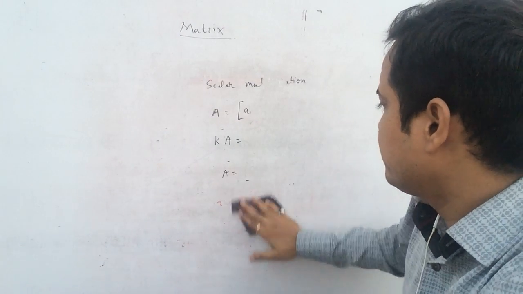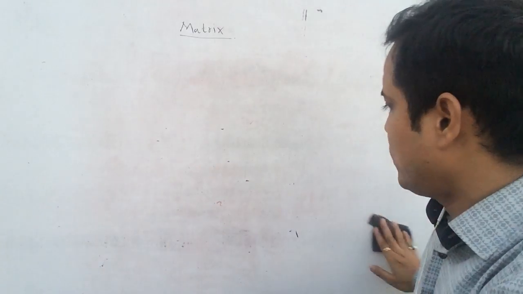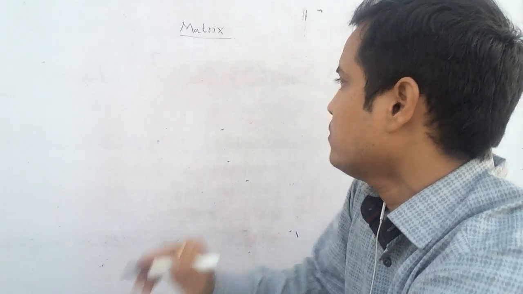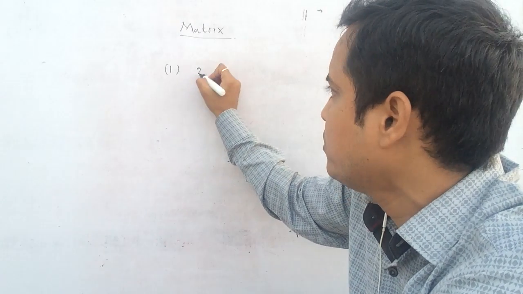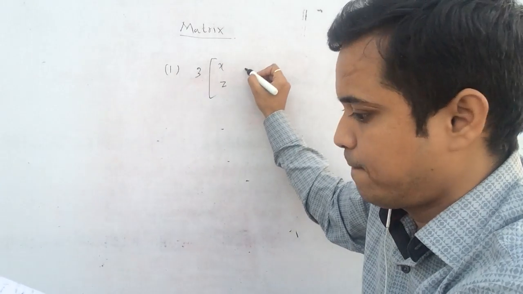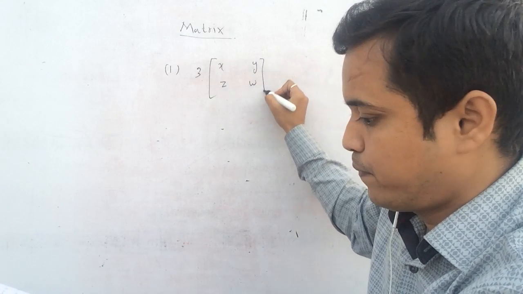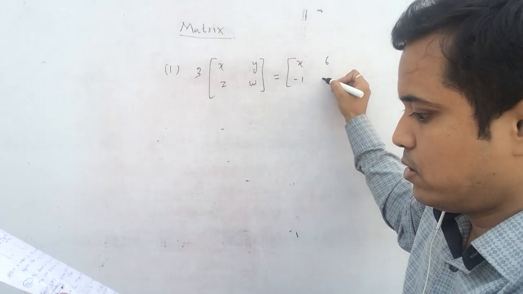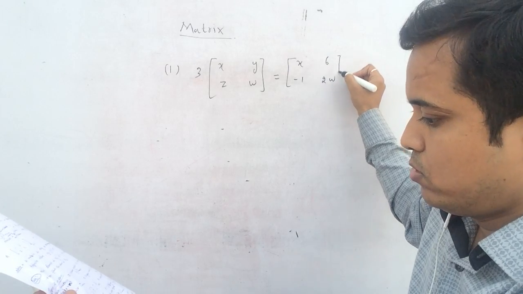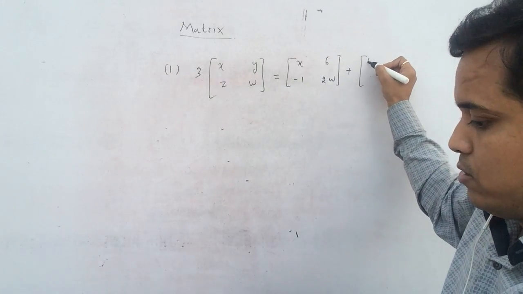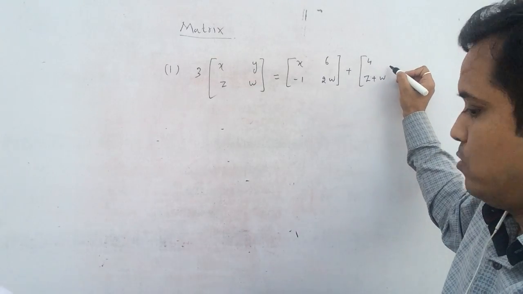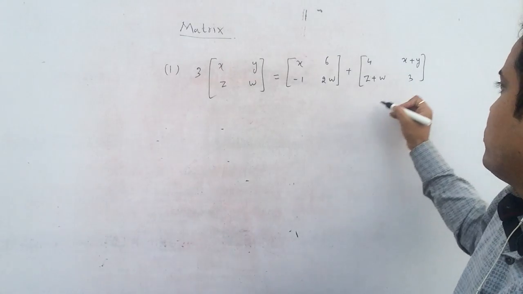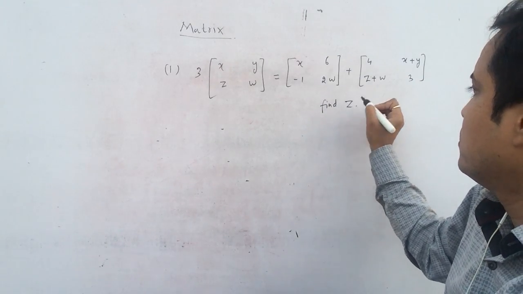Now move to the next part, the most important part, the questions. You guys are waiting for this. Question number 1: 3 times the matrix with x, y, z, w equals the matrix x minus 1, 6, 2w, plus the matrix 4, x plus y, z plus w, 3. Here the question is: find z.